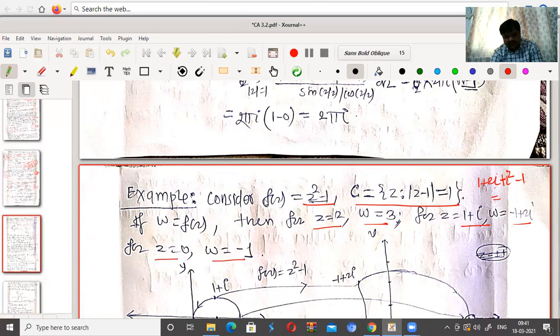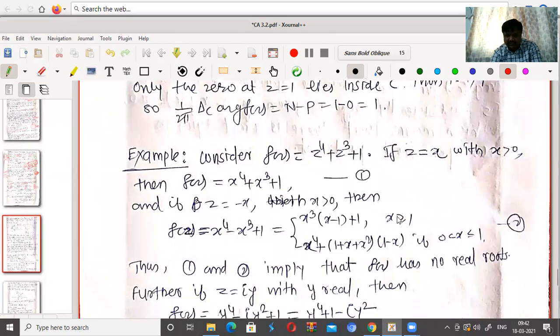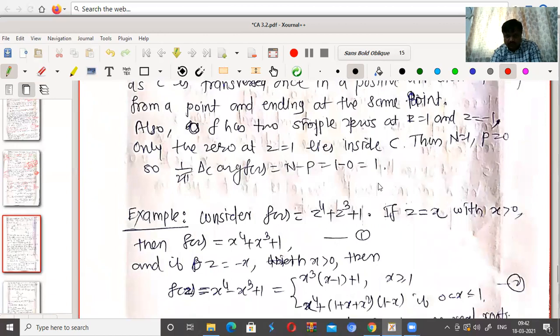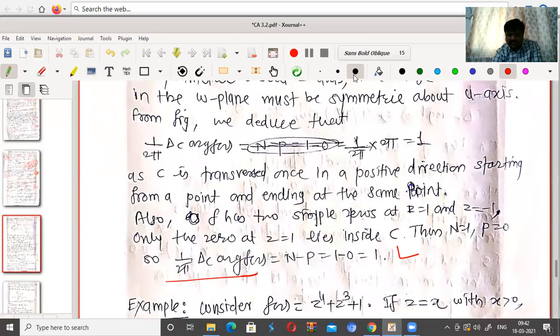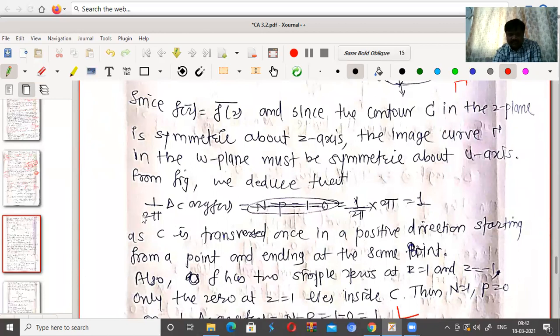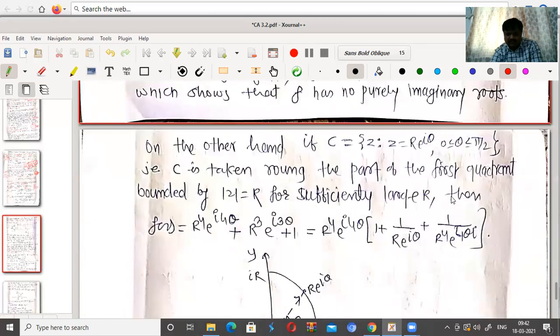So what is the integral of f dash z upon f of z over this circle C? It is 2 pi i times N minus P, that is 2 pi i times 1 minus 0. So 1 by 2 pi, this argument is also equal to 1. So by argument principle, the value of 1 by 2 pi change in argument of f of z is 1. And by this diagram also, 1 by 2 pi times change in argument of f of z is also 1. So in both cases, you will get the same result.